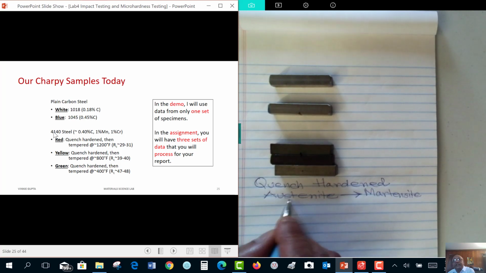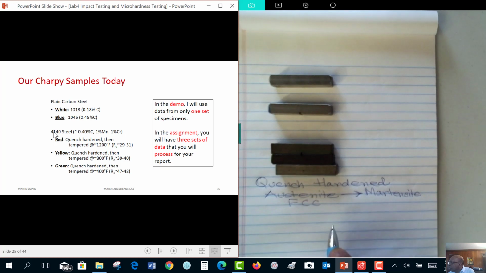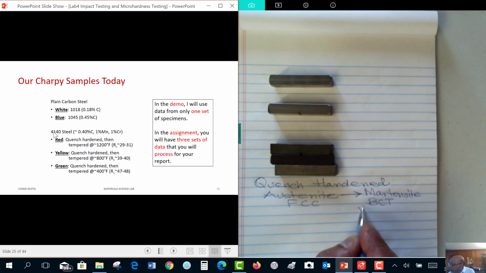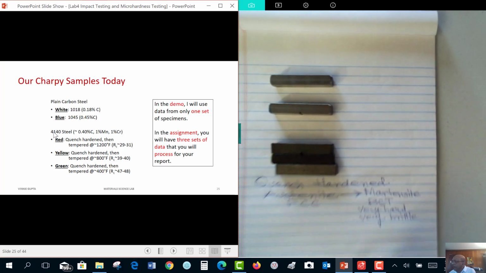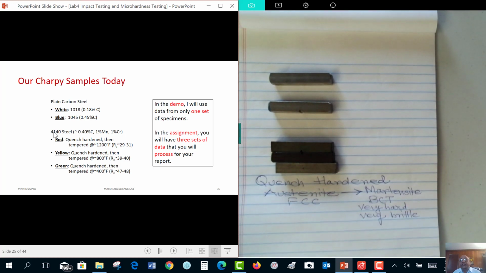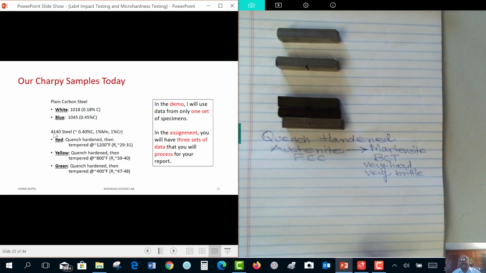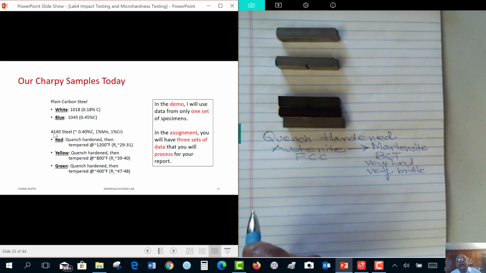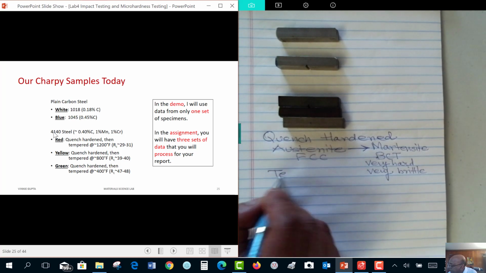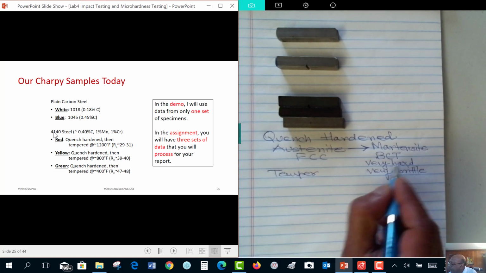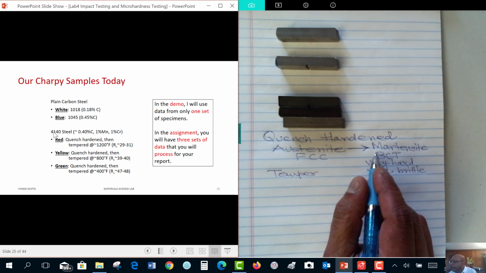So this has a FCC structure, soft. This has a body-centered tetragonal structure. This is very hard. Since it is very hard, it is very brittle, very low toughness. So it does not have very much use directly for products. So what we do is we temper it. That means we reheat it. So we take this martensite and we reheat it.